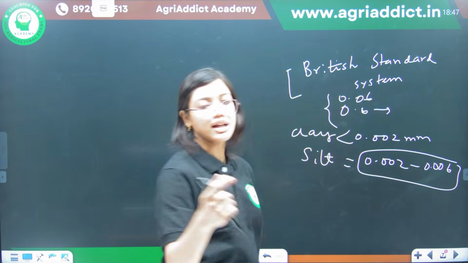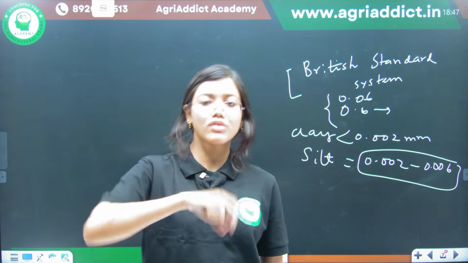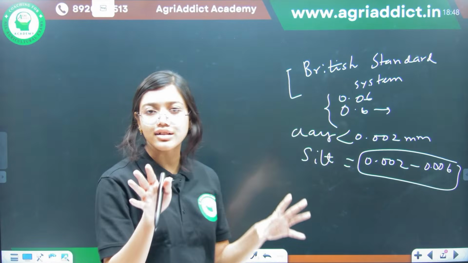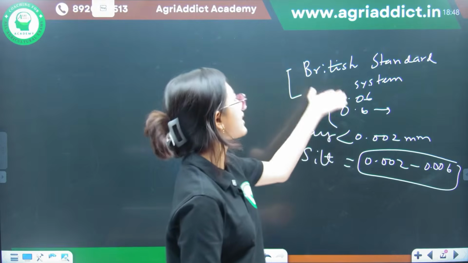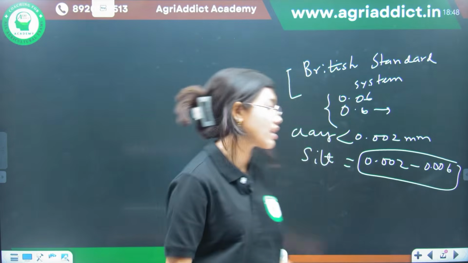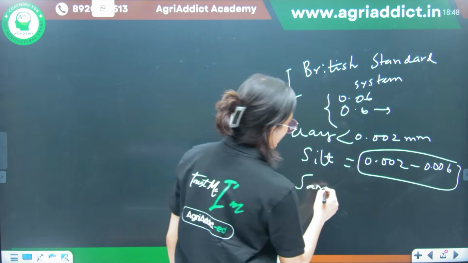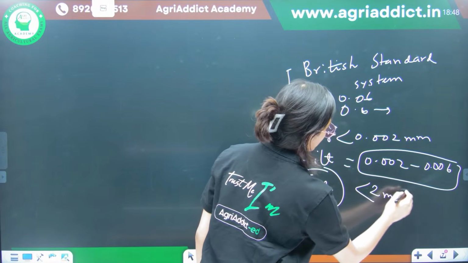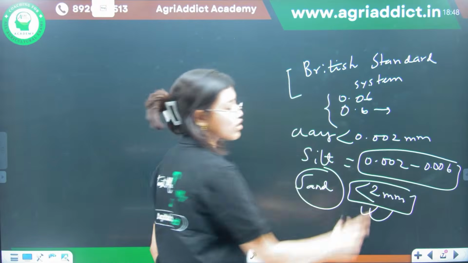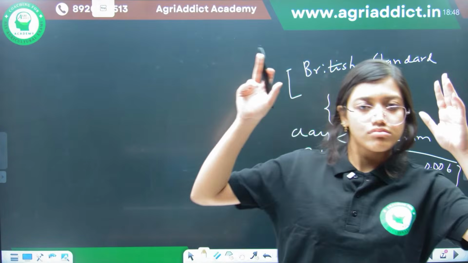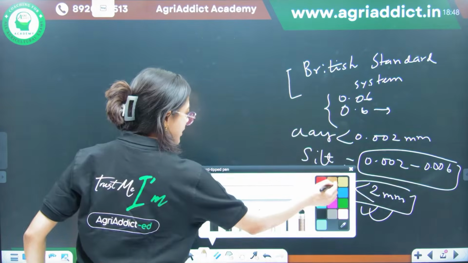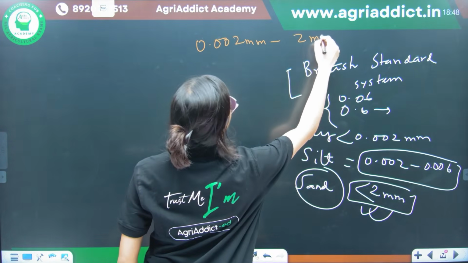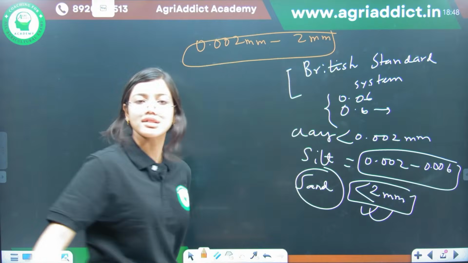So, in this British Standard System of Classification also, you can see that a 10 times increase is there, but all the values will be concerned with 6. So, whenever you have 6 in your option, just mind that it is the British Standard System of Classification. And here also, the coarse sand will not exceed 2 millimeter in diameter. So, it will always be in this range of 2 millimeter. Okay. So, the entire range of our soil separates is what? It is from 0.002 millimeter to 2 millimeter, and that is true for each and every system.